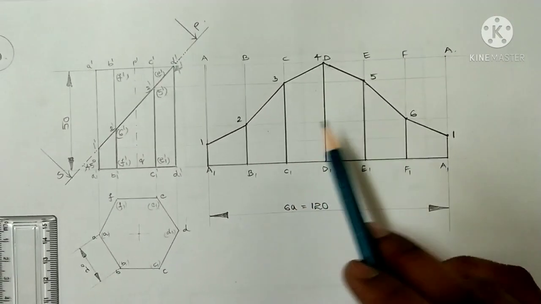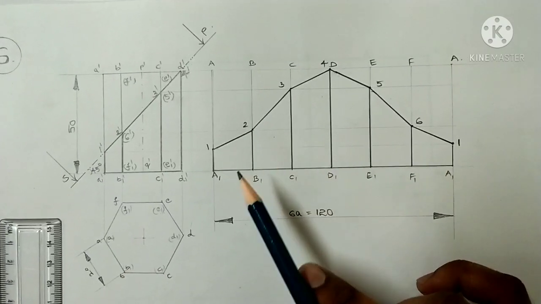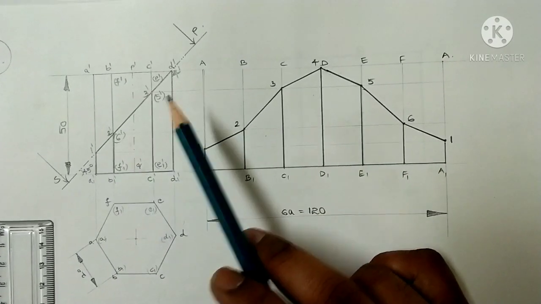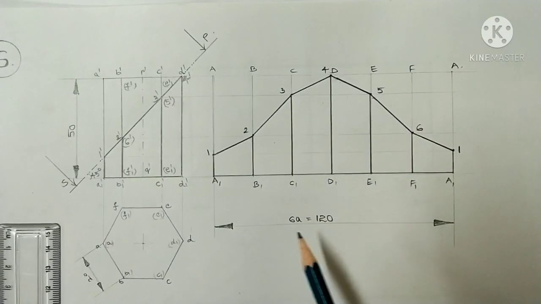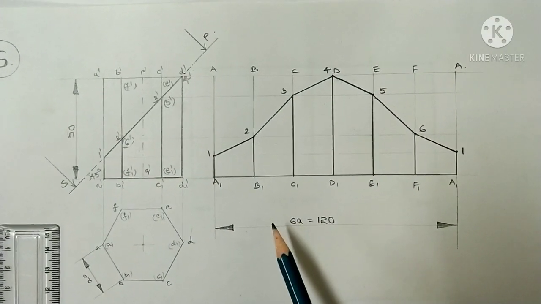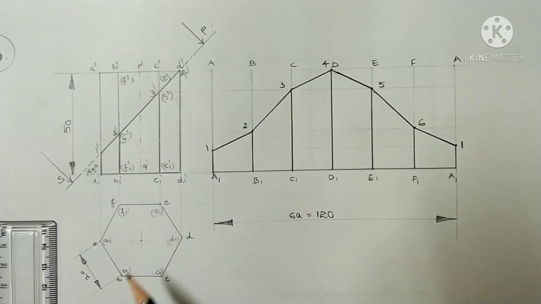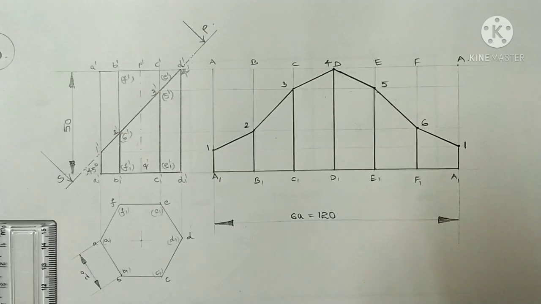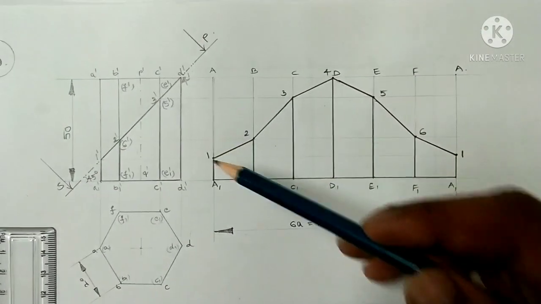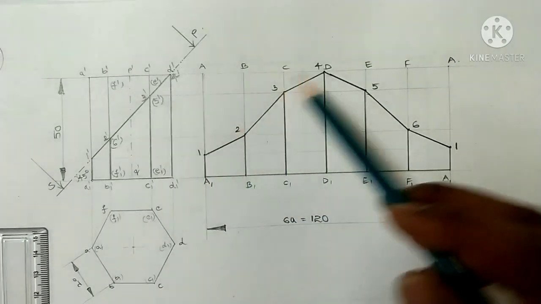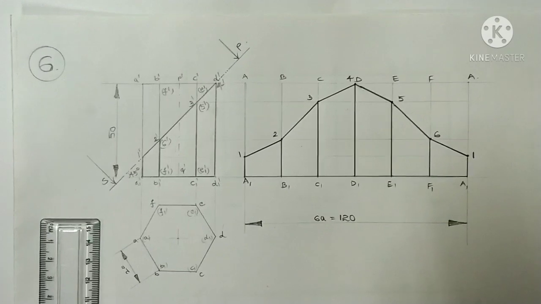This represents the development of lateral surfaces of the truncated prism, that means the remaining portion of the object after cutting. At the end of the problem we must show the dimensions. Here, 6 sides are available, 6 into 20 mm, that is 120 mm, and the rectangle height, that means the breadth, is equal to 50 mm. So 120 by 50 is the rectangle layout dimension. This is the final view of this particular diagram.